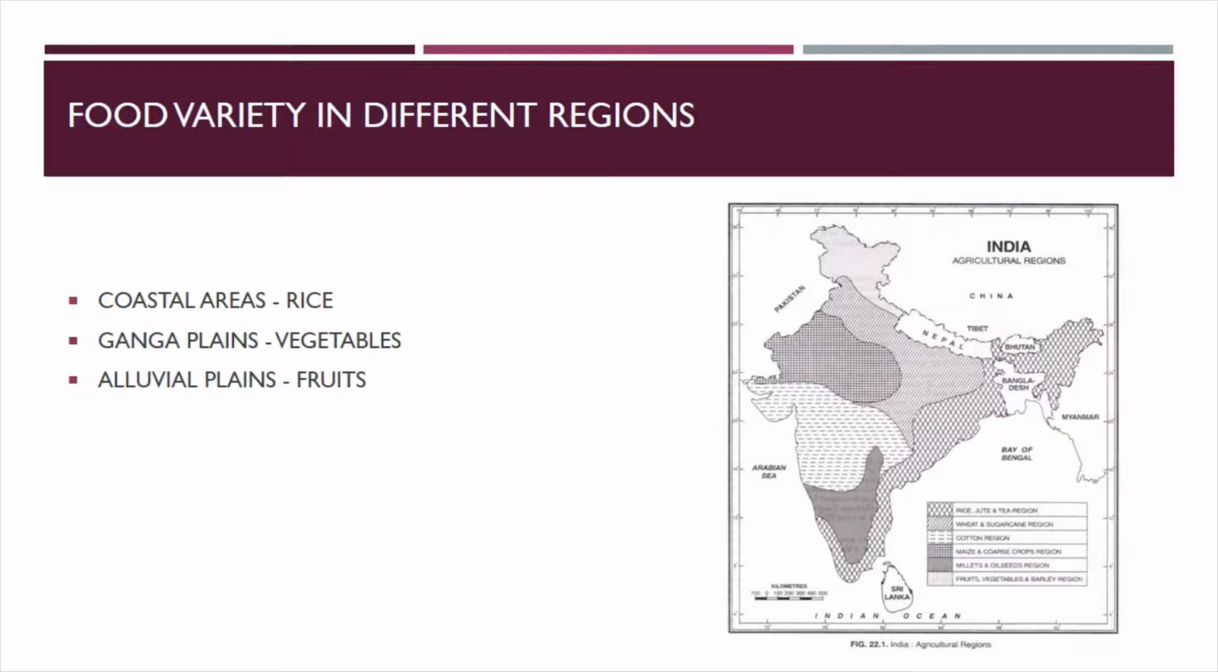In this chart, you can see we cultivate different kinds of foods in different regions. For example, in the coastal region, we cultivate rice, coconut and fishes. In central regions, we cultivate wheat, maize, etc. Whereas in Ganges plains, we cultivate vegetables. In alluvial plains, we cultivate fruits. In western areas, we cultivate dates and pulses.